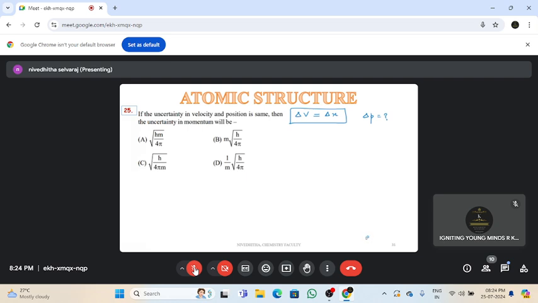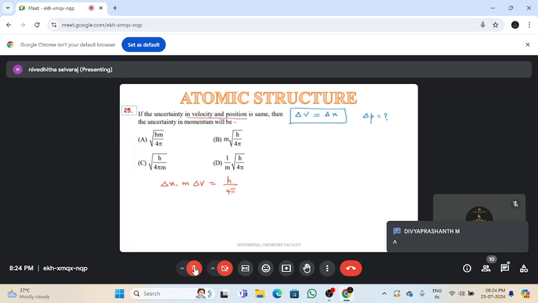Okay, let us derive here. So basically, we know that delta x into mass into delta v is equal to h by 4 pi. This is the mathematical expression of Heisenberg's uncertainty principle. And what is the condition here? Delta v is equal to delta x. So in place of delta x, I'm going to substitute delta v. So delta v into mass into delta v is equal to h by 4 pi.